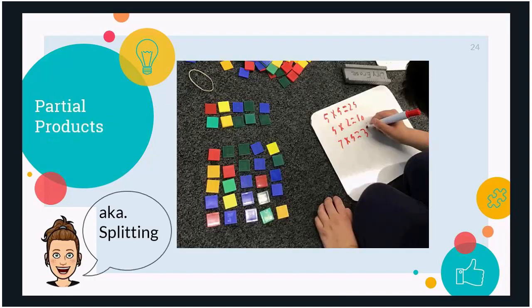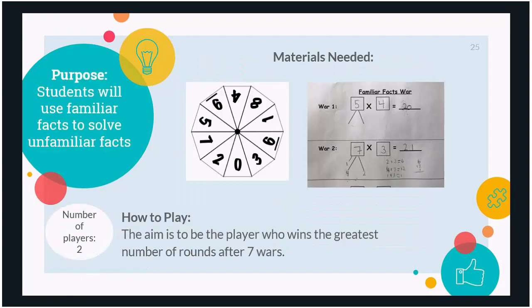In this example, a student is concretely exploring using familiar facts to solve 7 times 5. The student is splitting the 7 into a 5 and a 2 to create 2 simpler facts of 5 times 2 and then 5 times 5. The purpose of this game is for students to use familiar facts to solve unfamiliar ones. The materials needed will be the spinner, which is included in the Google Drive, and the game sheet, also included. The aim of the game is to be the player with the greatest number of rounds won after 7 wars.